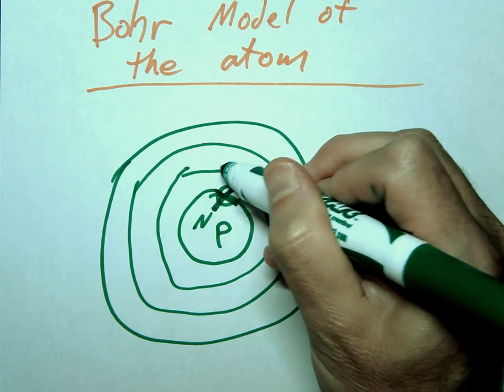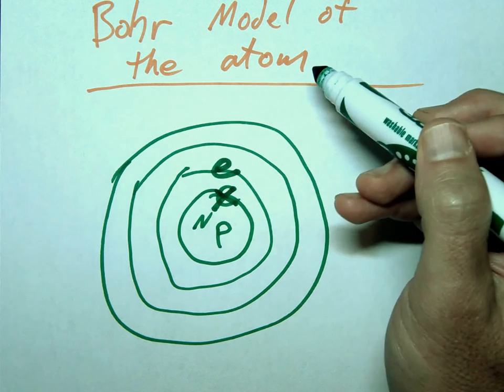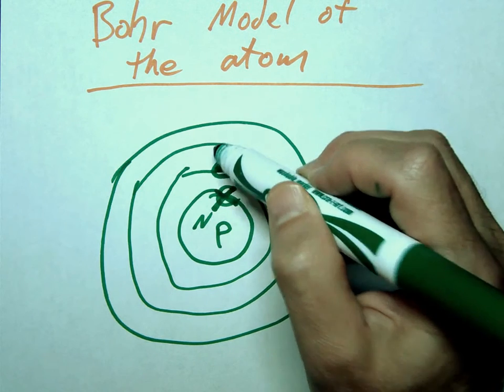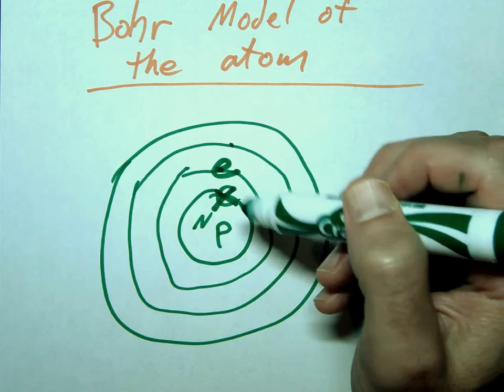Actually, I drew it in the nucleus. That's wrong. So it can be in this first level, second level, third level, etc. And it will not be found anywhere in between. So we can only find it in level 1, 2, 3, or however many there are.